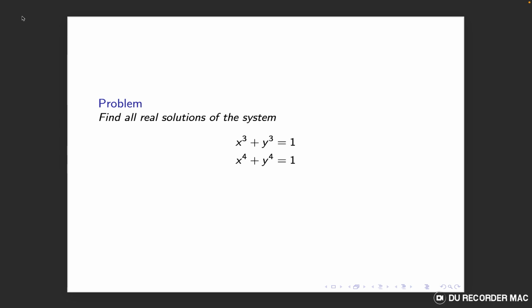In this video we will see how to find all real solutions of this system. We have x cubed plus y cubed equals 1 and x to the power 4 plus y to the power 4 equals 1.